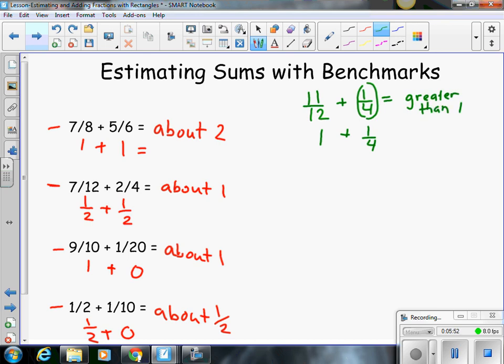Those fourths can be tricky. So if you had 3/4, you would be halfway between 1/2 and 1. So you really have to look at that first number to tell you if you're going to be greater than 1, less than 1, etc.